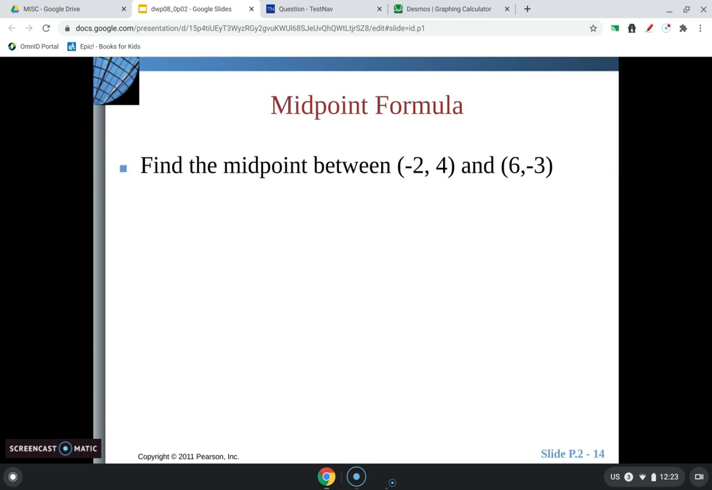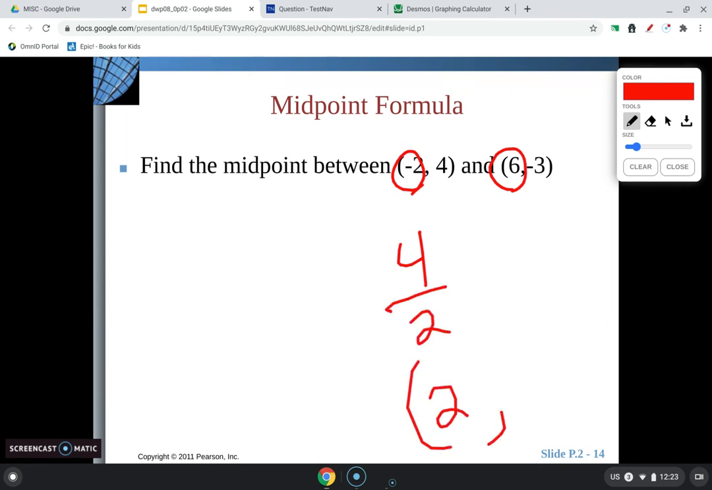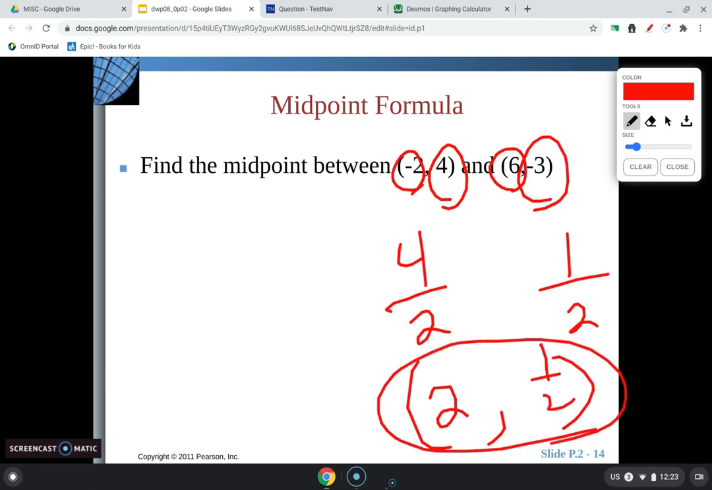Okay, so find the midpoint between (-2, 4) and (6, -3). So my 2 x coordinates are -2 and 6. Well, -2 plus 6 is 4. Then you take that divided by 2, which is 2. And then 4 and -3 would be my y's. If I add those together, I get 1. 1 divided by 2 is a half. So the midpoint of that line segment would be (2, 1/2), with 1/2 as the y coordinate.